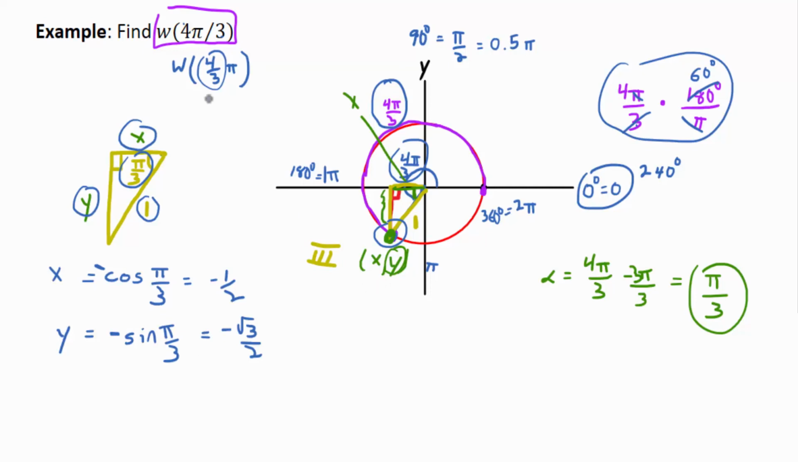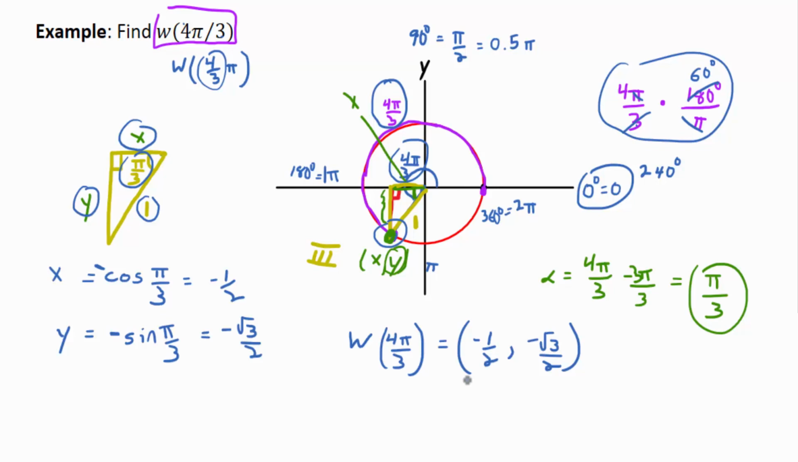Okay, so the long story short, W of 4 pi thirds is negative 1/2, negative root 3 over 2. Students always look thrilled after they see all this work. Would you like to see the fast way to do it now?